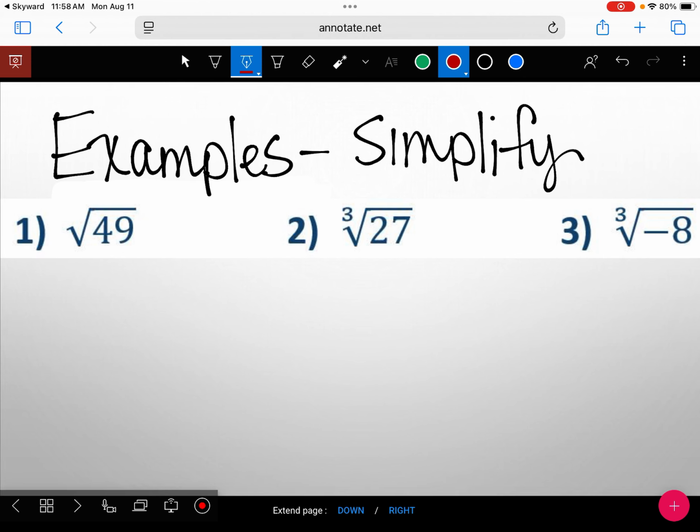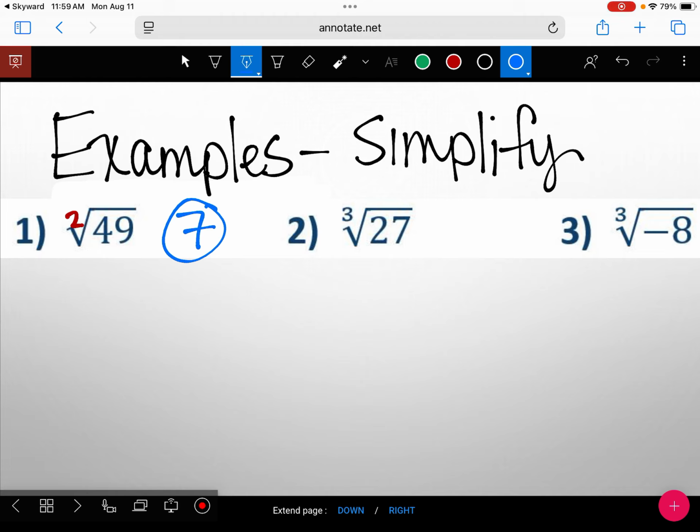So when you don't see a number in the elbow, that means it's 2. So for the first one, it's a square root. We don't put it when it's a 2. And that's the lowest you can go. There's no such thing as a first root. So what is the square root of 49? 7. Done.